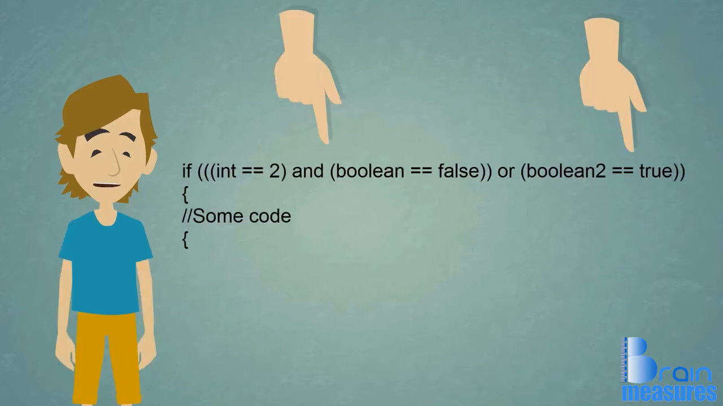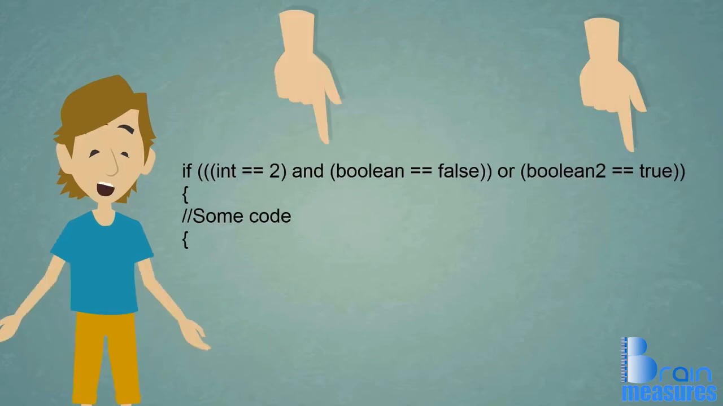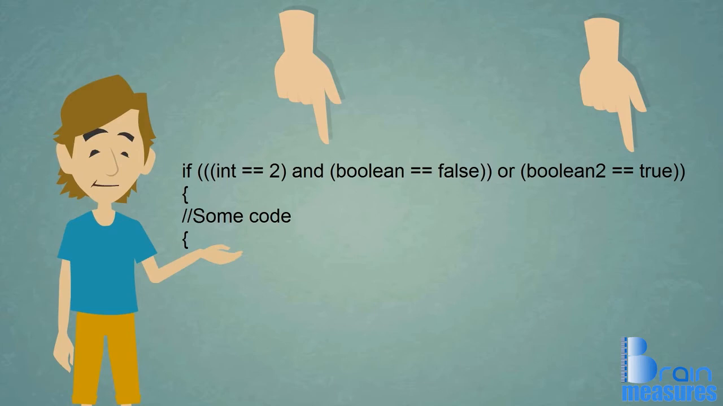Here we have an if statement with 3 conditions. Always look at the brackets to see the logic of the code. So in this case, int has to be equal to 2 and boolean has to be equal to false. Or boolean 2 has to be equal to true in order for the code to run.